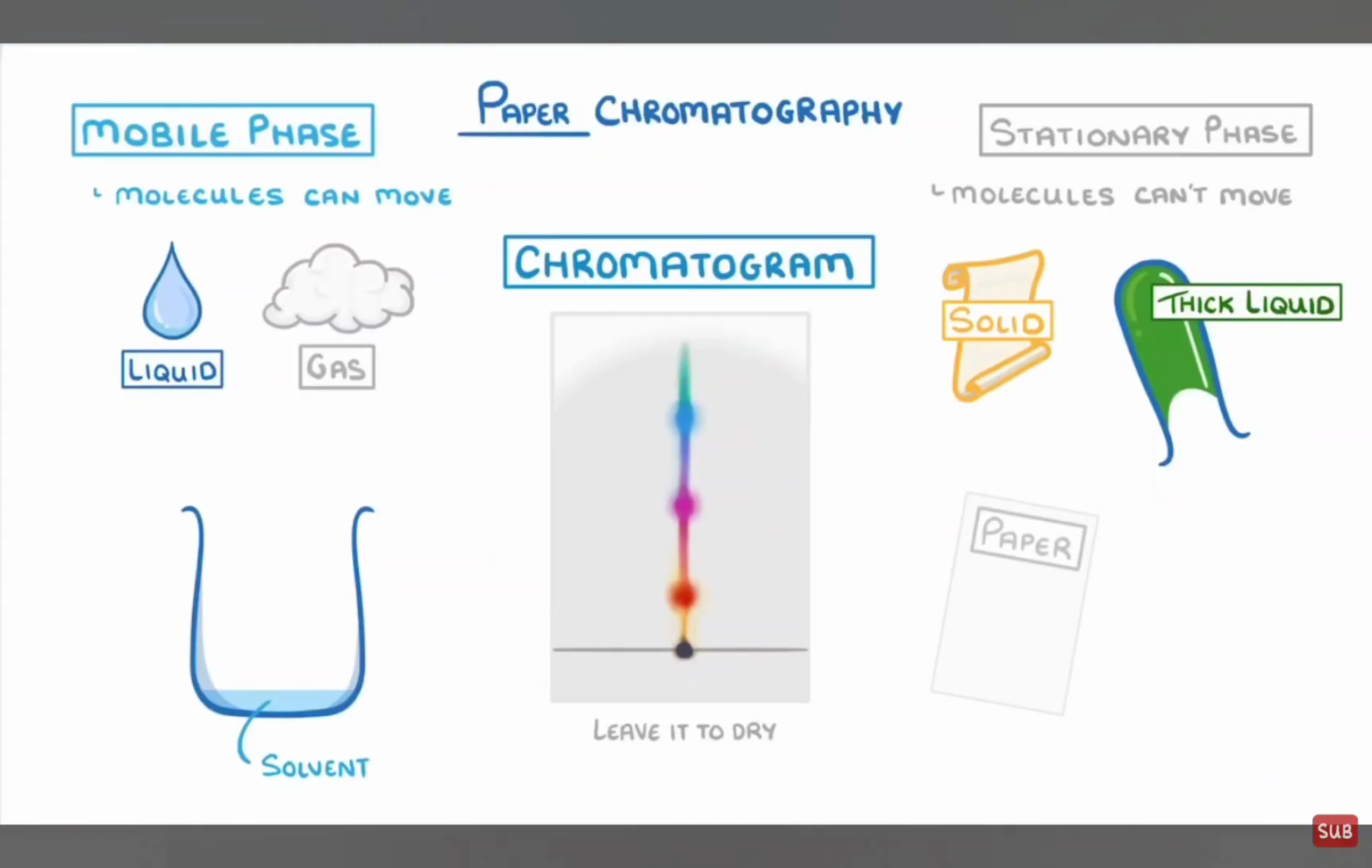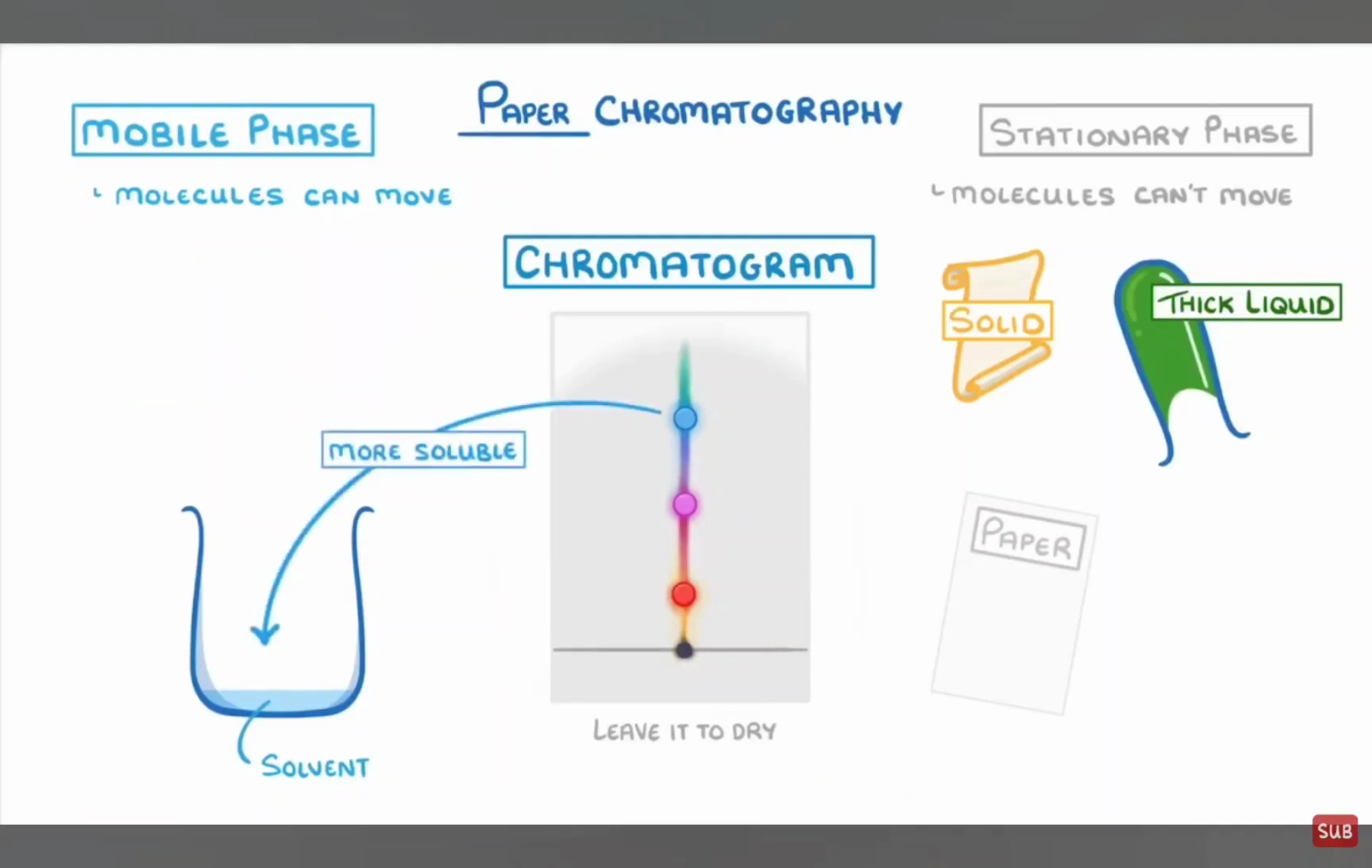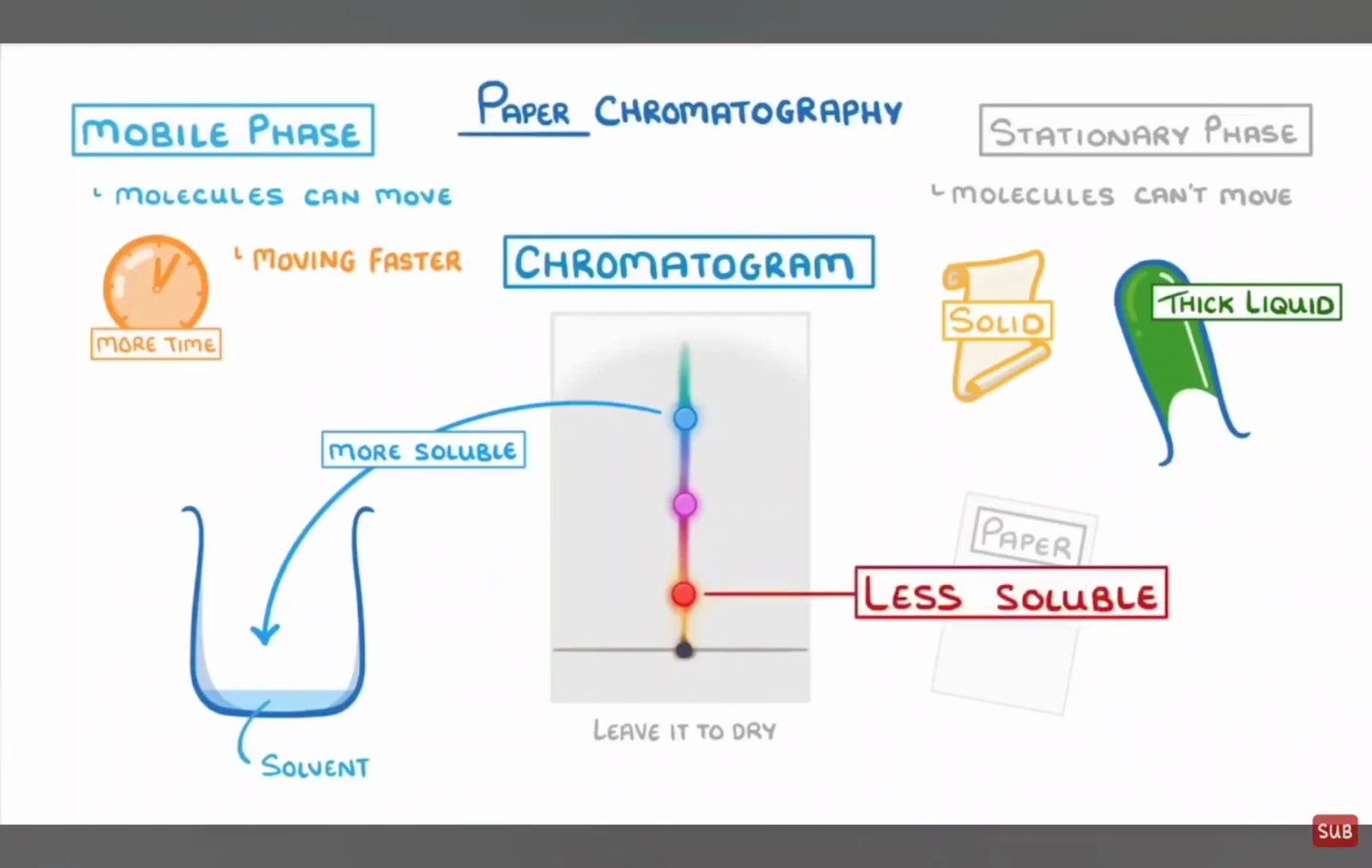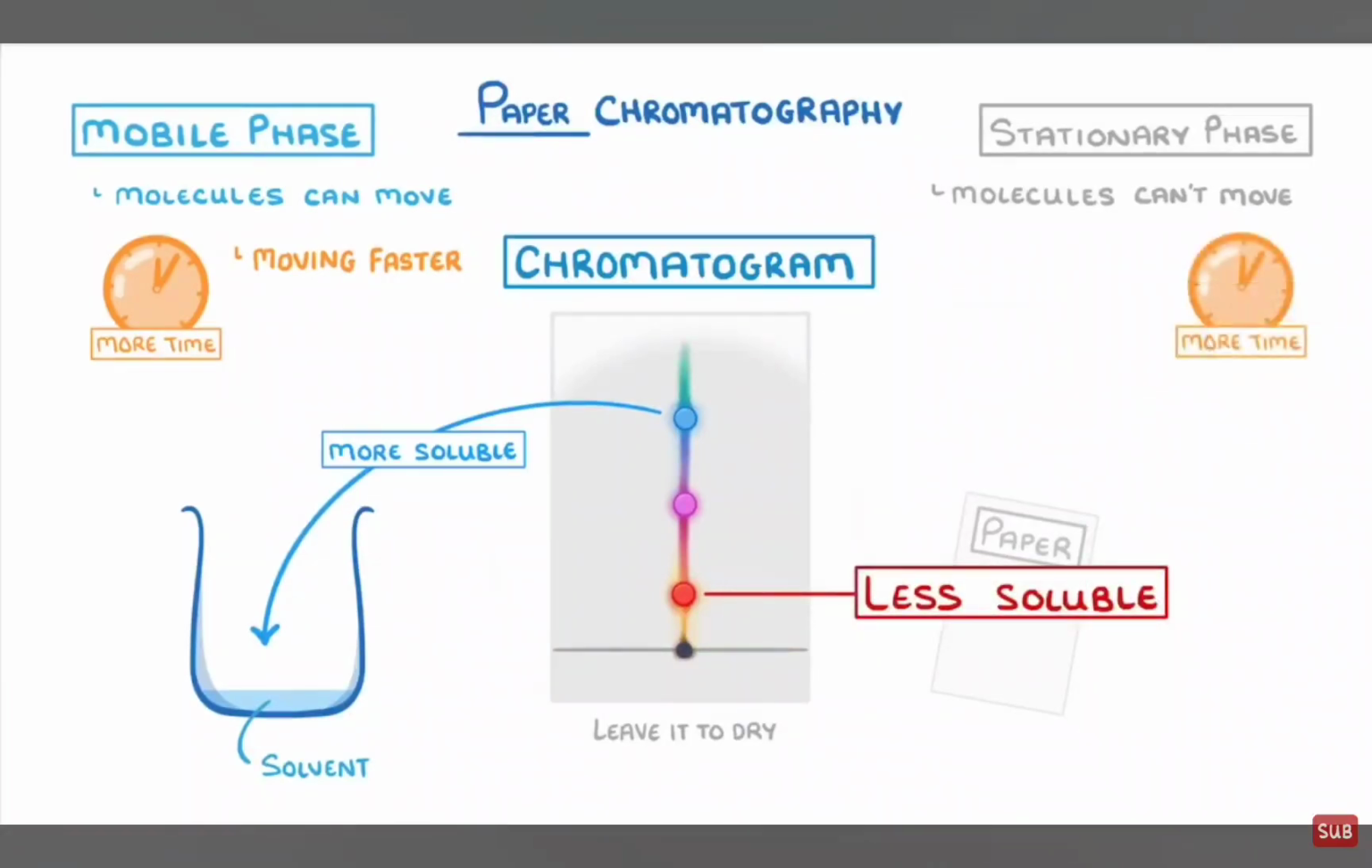During the chromatography experiment, the different chemicals in our sample of ink will constantly change between the mobile and stationary phases, dissolving in the solvent, moving a little bit, and then binding to the paper, over and over again. And so overall, how much time they spend in each of these two phases is going to determine how fast they move up the paper. With the chemicals that are more soluble in the solvent spending more time in the mobile phase, and therefore moving faster, and those that are less soluble, or are more attracted to the paper, spending more time in the stationary phase, and so moving more slowly.